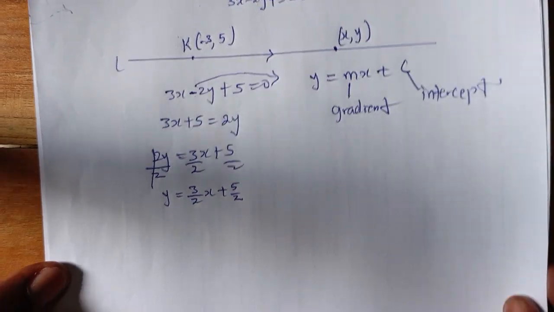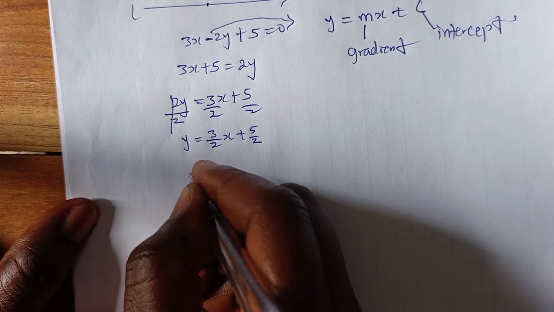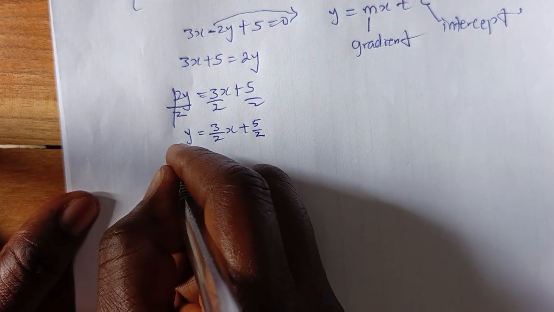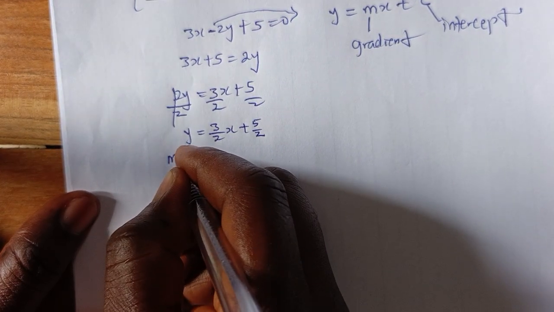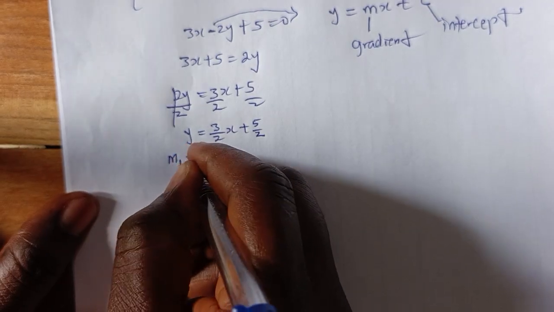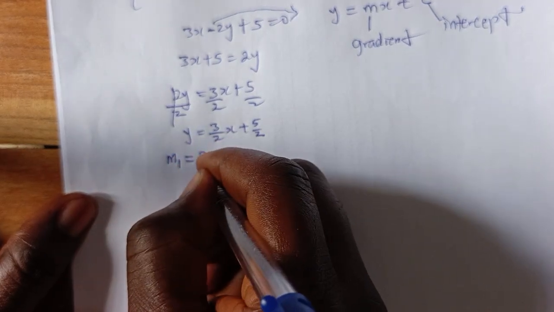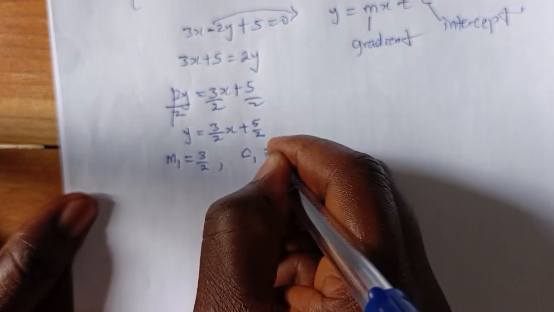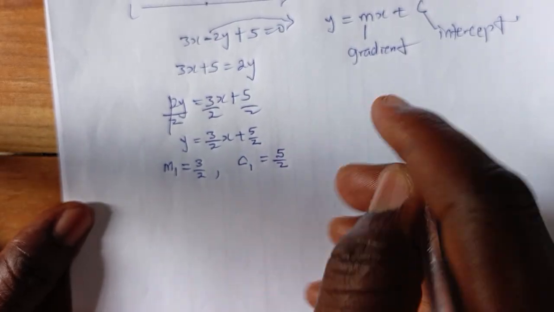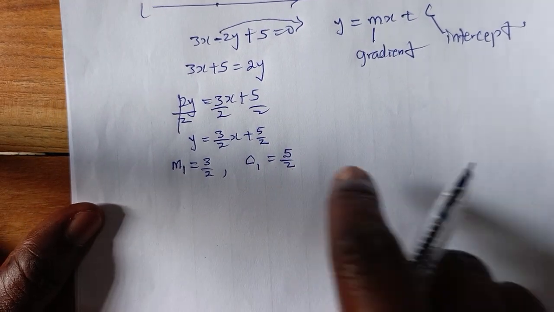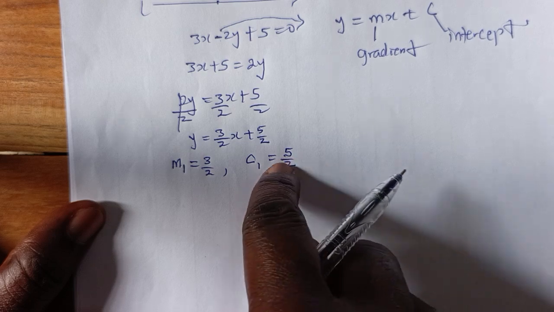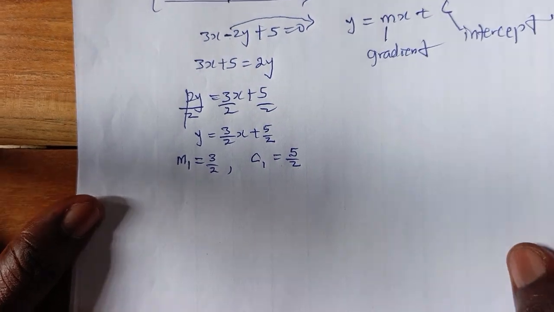So therefore, the gradient here, which we usually know by letter m, but we have two lines, let's call this m1. m1 equals 3/2. The intercept here, c1, equals 5/2. Though we are not to work on the intercept, but in case of necessity, we have to calculate the intercept.